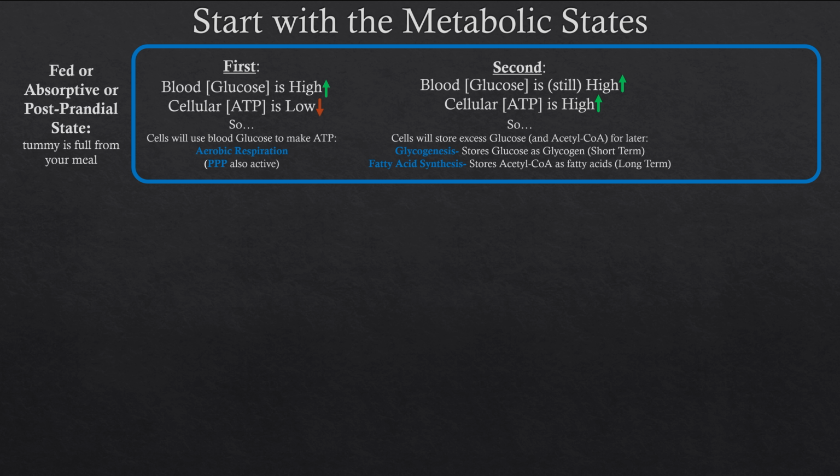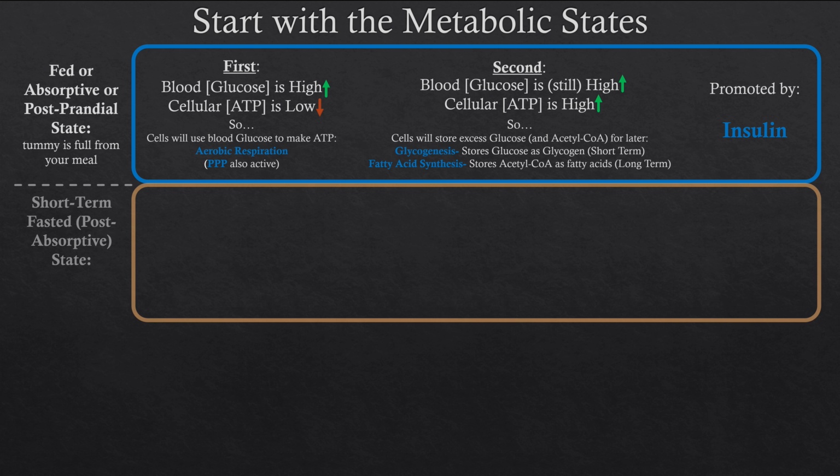So basically, in this fed metabolic state, we're going to be taking all of that glucose out of the blood, and we're first going to use it to make ATP. If we have enough ATP, then we're going to store it. All of that is happening in this fed metabolic state, and all of these processes are promoted by insulin, which is why everything's in blue. So as we come out of the fed metabolic state, after a few hours roughly, there's not a specific time that you need to know, we're going to enter what's called short-term fasting.